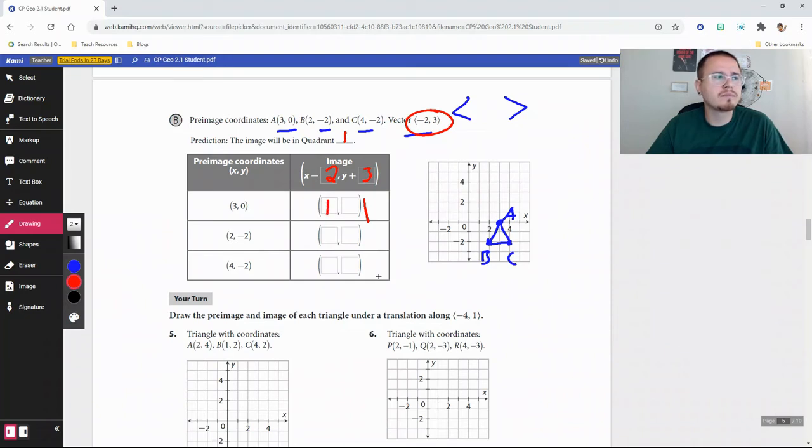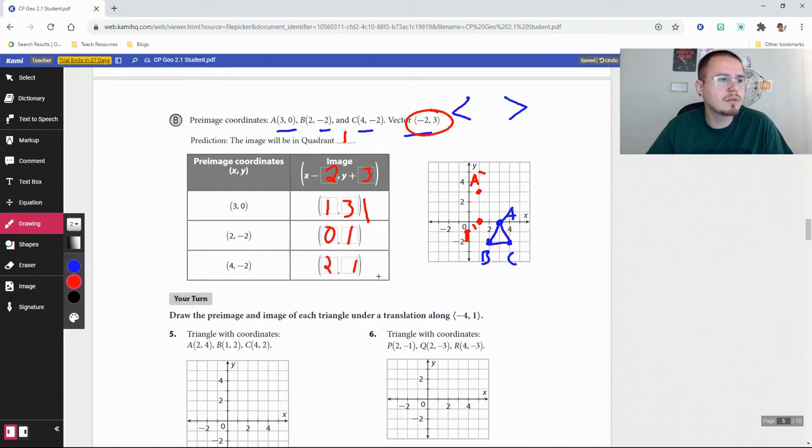So x minus 2: 3 minus 2 is 1, 0 plus 3 is 3, so that's my A prime, right? So (1, 3). Letter B, 2 minus 2 is 0, -2 plus 3 is 1, so (0, 1). There's my B prime, pre-image to the image. And then C, we got (2, 1).